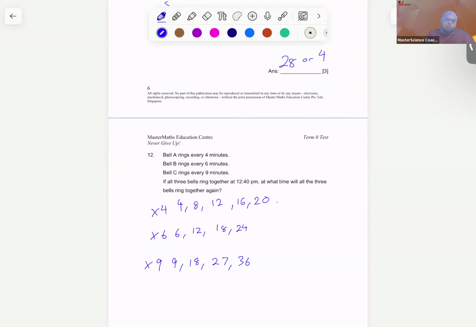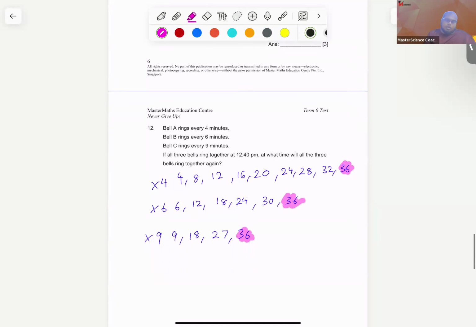So maybe I continue with the 4. 24, 28, 32, 36. Now I see a 36 and 36. So I continue the 6. 30 and also 36. So 36 is the common multiple. Okay?